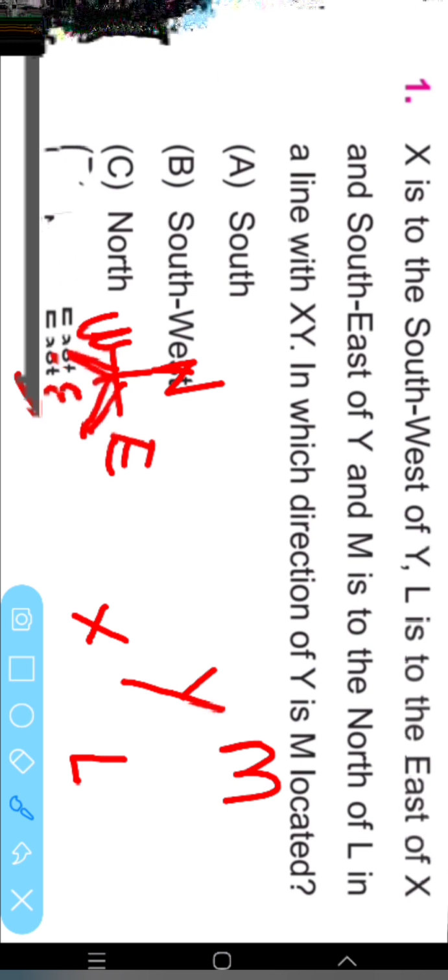3 glasses P, Q and R having equal amount of water were taken and equal amount of salt was added to each one of them. After that, P was cooled, Q was heated and R was undisturbed. Water in which glass will now taste most salty? What is asked is water in which glass will taste most salty.